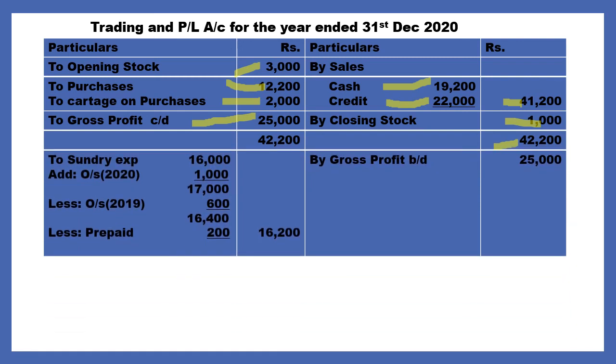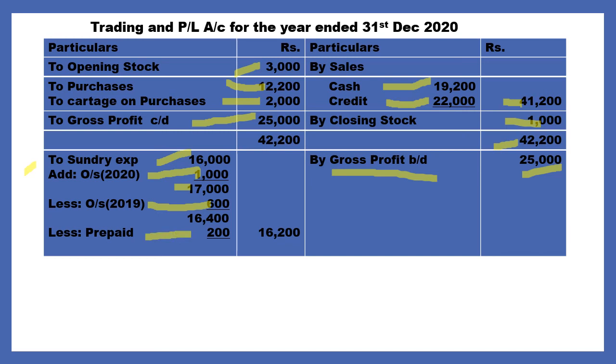Next, profit and loss account. First we have to transfer the gross profit. By gross profit brought down 25,000, and debit side of profit and loss account. First one, sundry expenses 16,000. Add outstanding of current year 1,000, 17,000 total, less outstanding unpaid expenses 600. Then again less prepaid expenses of current year 200.